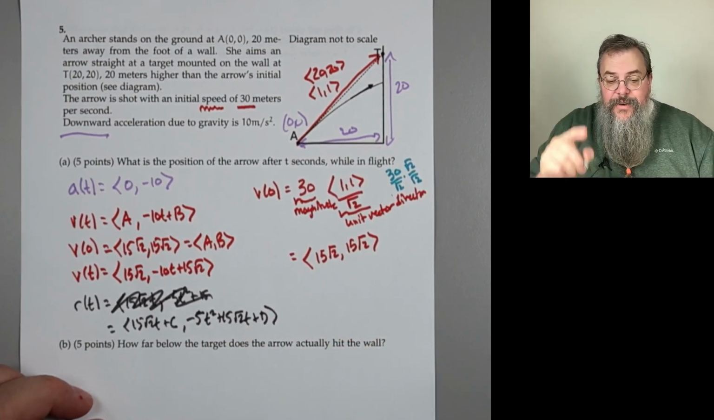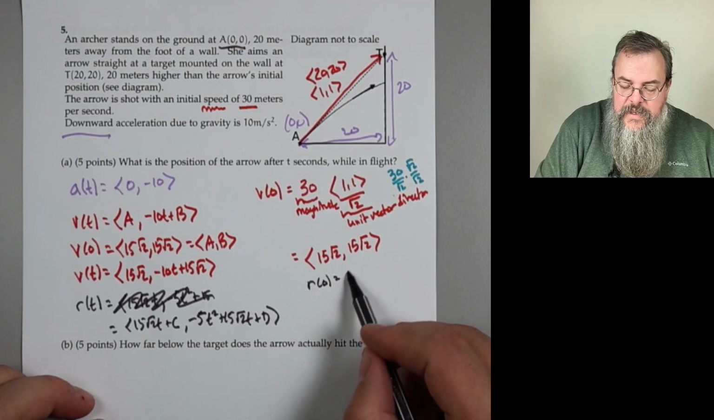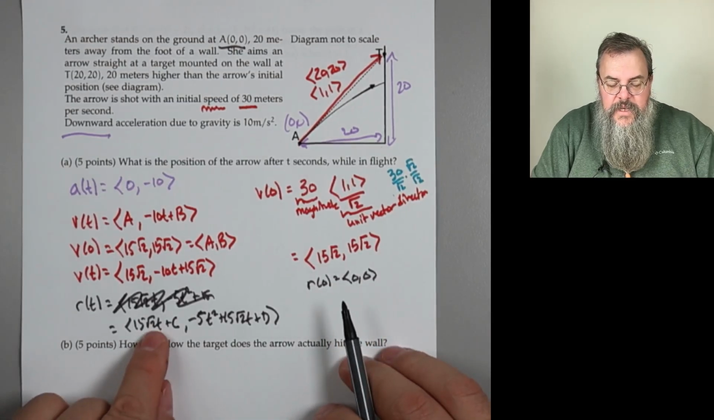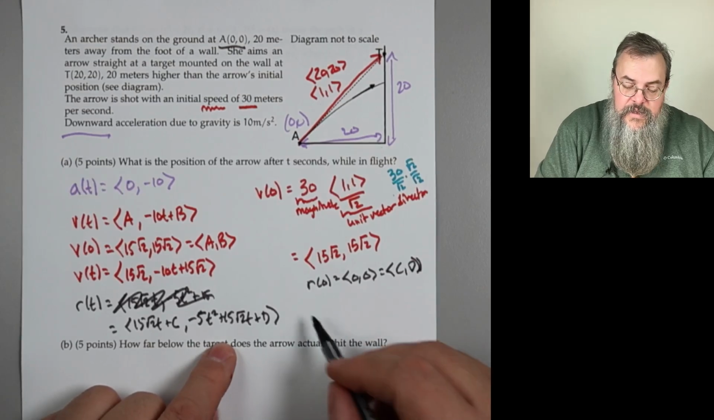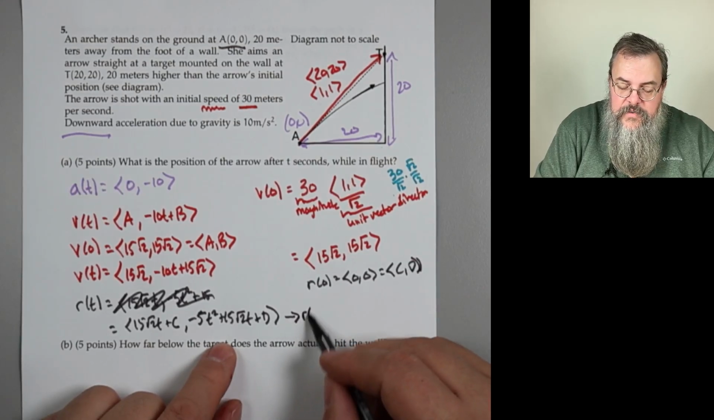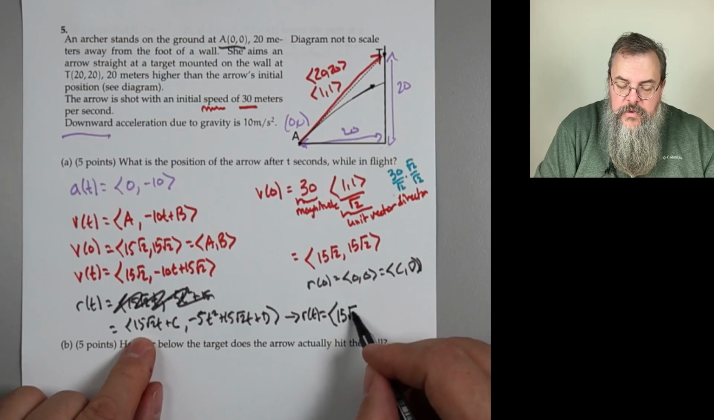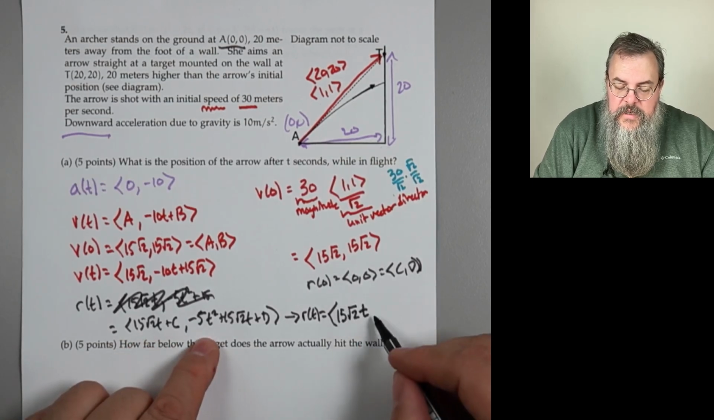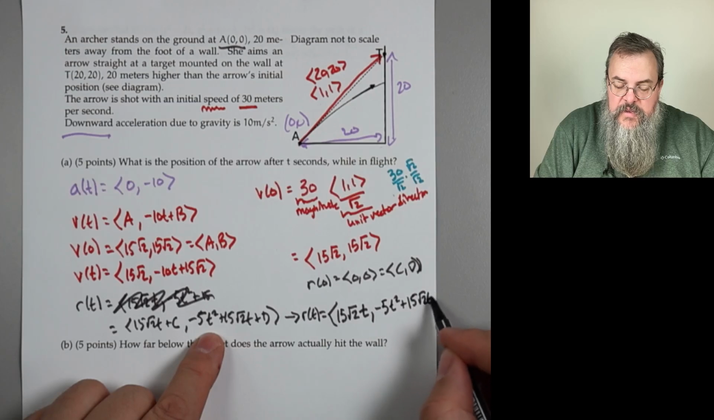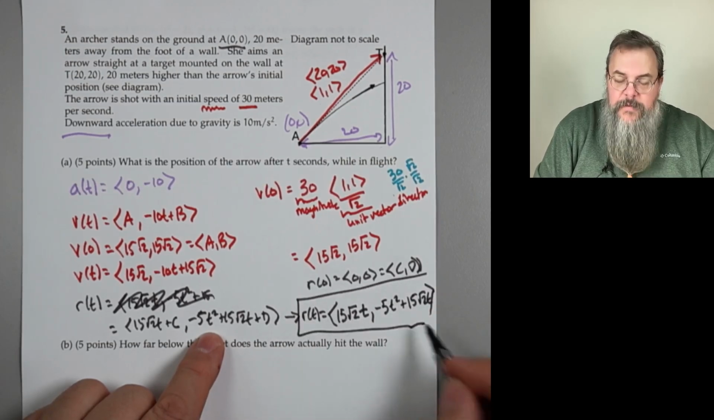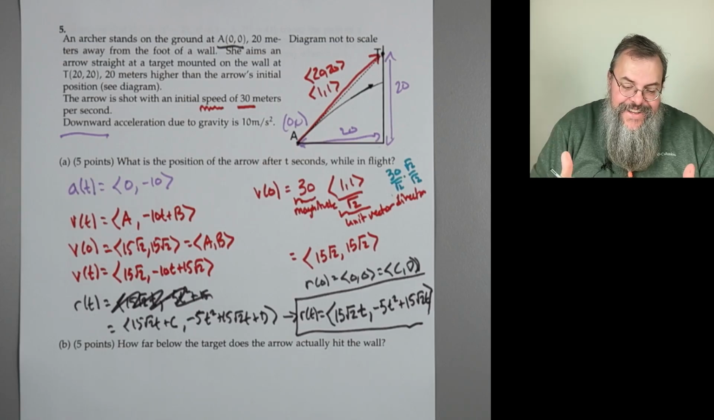But now we know where we are at time 0. So we have that r of 0 is (0, 0). If you plug in 0 and 0, that gives you c, d. So these constants c and d are 0. So that says our r of t is (15√2 t, -5t² + 15√2 t). And there we go. We found our position. Nice!